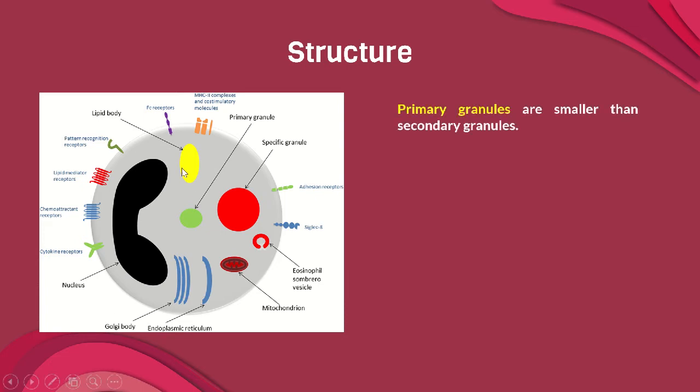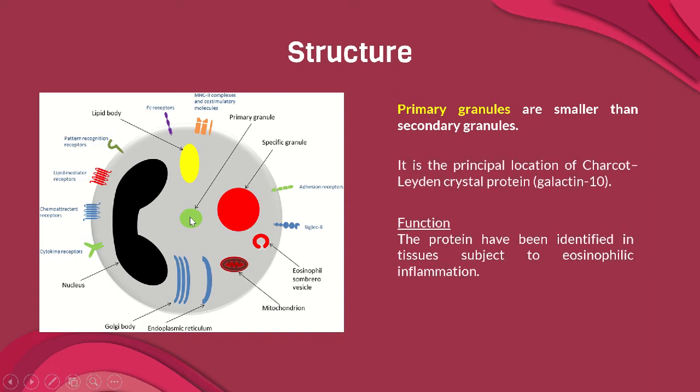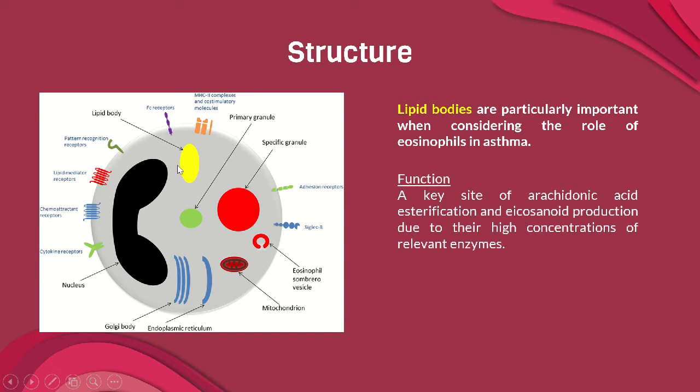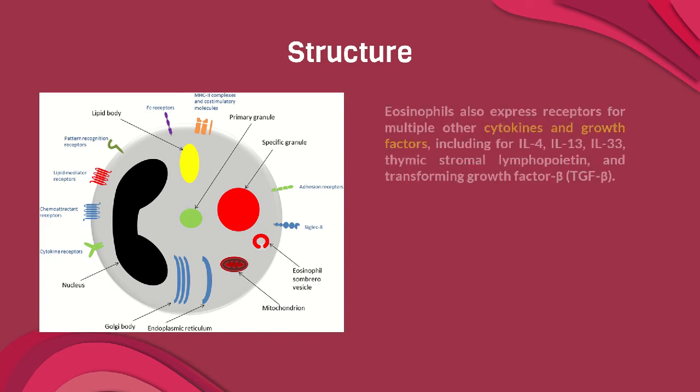Next, the primary granules over here are much smaller than specific granules. They are the principal location of Charcot-Leyden crystal protein, or galectin-10. The protein has been identified in tissues subject to eosinophilic inflammation. For lipid bodies, they are particularly important when considering the role of eosinophils in asthma. They are a key site of arachidonic acid esterification and eicosanoid production due to the high concentrations of relevant enzymes.